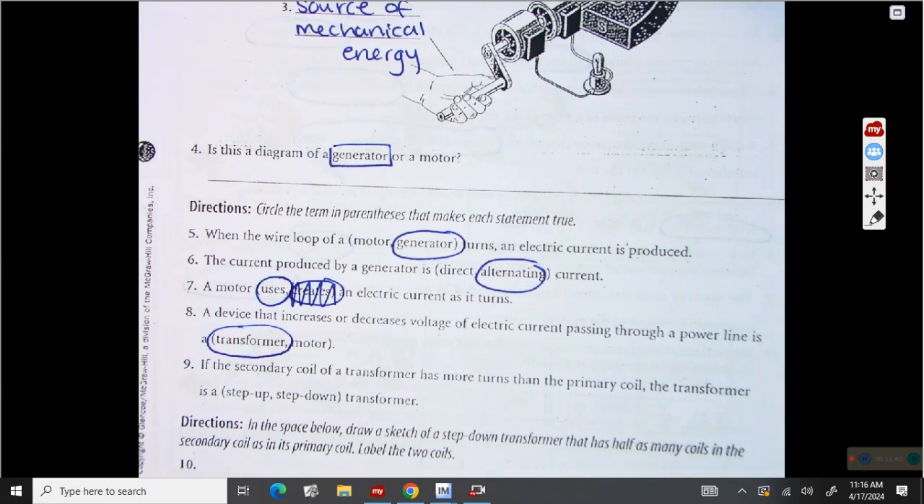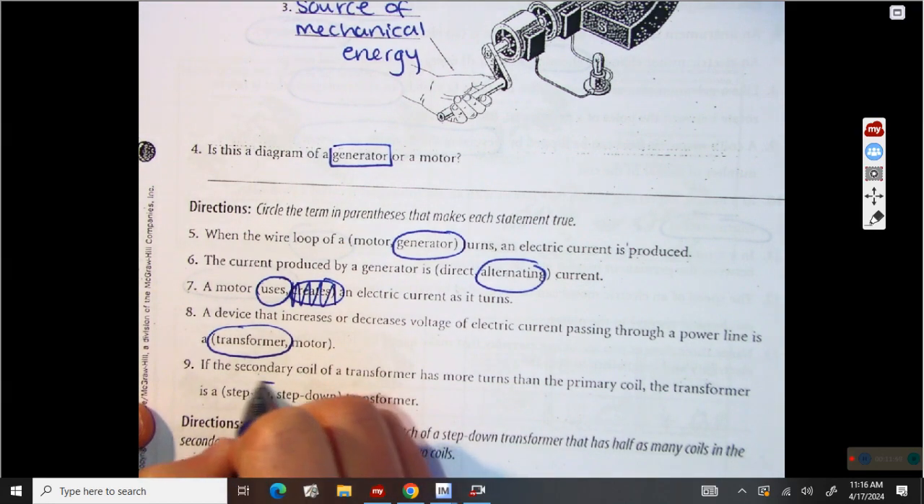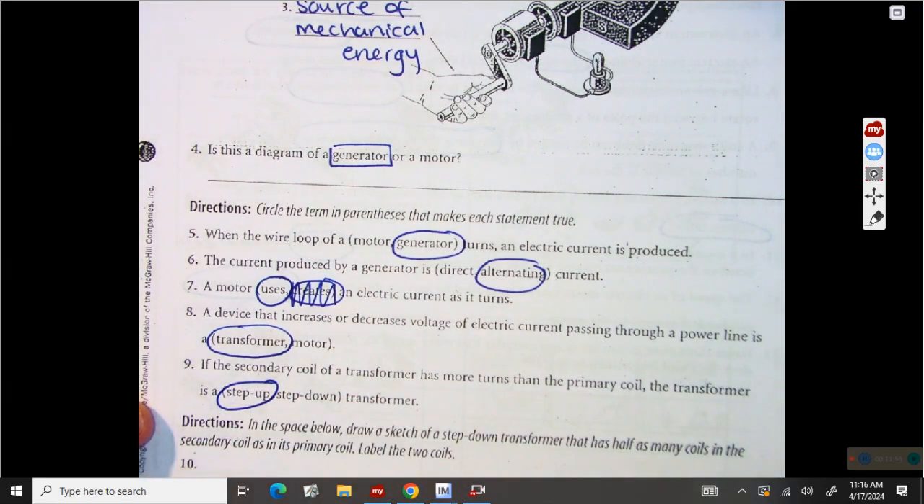So if the secondary coil of a transformer has more turns than the primary coil, we call that a step up, because the second one has more coils than the first one.